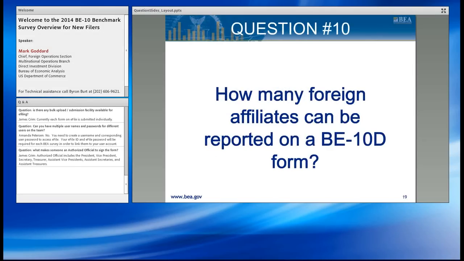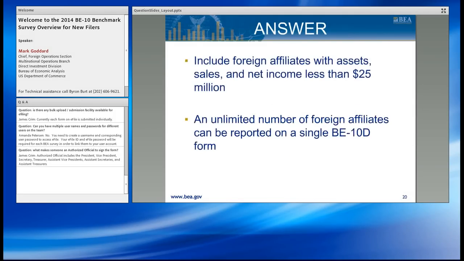How many foreign affiliates can be reported on a BE10D form? The BE10D form is the form you should use to report data for foreign affiliates with assets, sales, and net income less than $25 million. An unlimited number of foreign affiliates that meet this criteria can be reported on a single BE10D form.